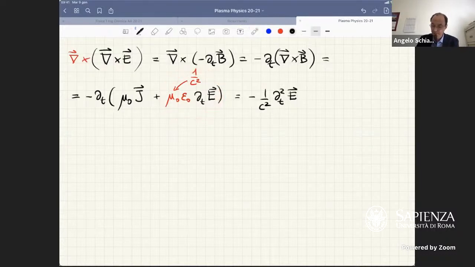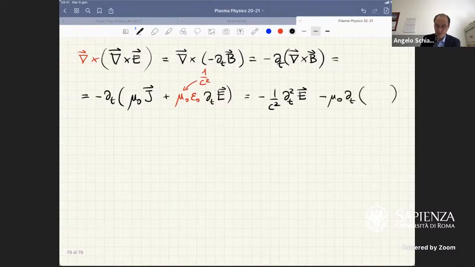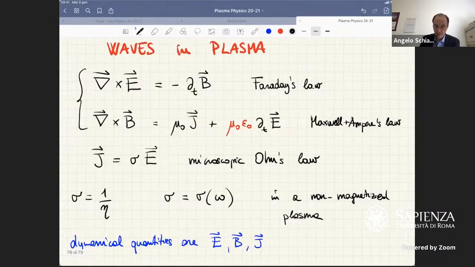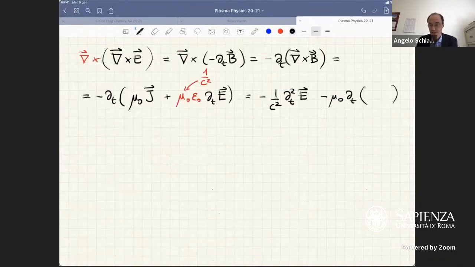And then we have minus mu naught times the time derivative of J. And we substitute for J using the microscopic Ohm's law. So now we have an equation which is a function of the electric field only. So we can plug sigma E inside here. Okay, so let's arrange these terms.